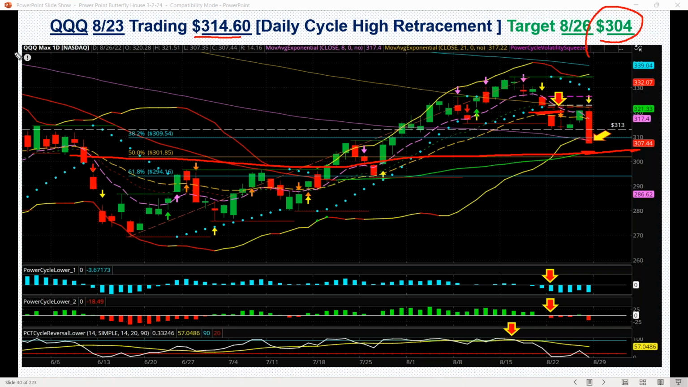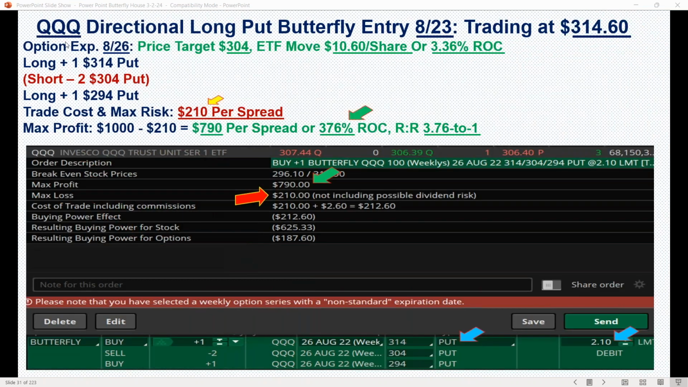That was going to be the body of the butterfly based on that target. So we set this butterfly up $10 wide. At the time it was trading around 314.60. We bought the 314 put and sold the 304 put, our target, $10 wide on that side of the spread. Then we sold the 304 and bought the 294, $10 wide. So it's a balanced butterfly, $10 or $1,000 per option spread, and the cost of the trade was a $2.10 debit, so $210.